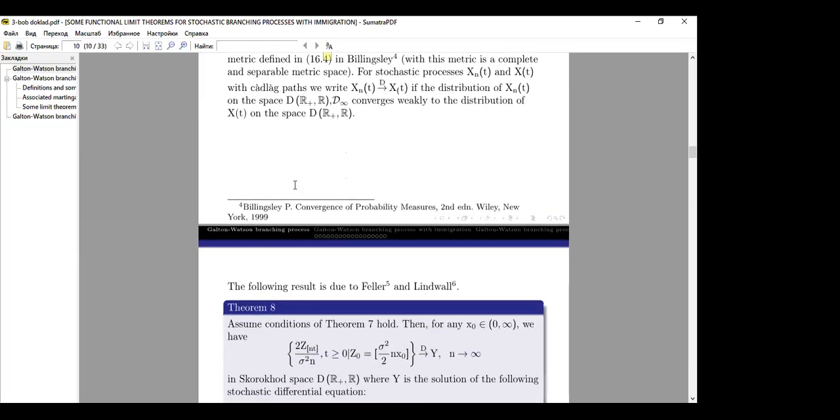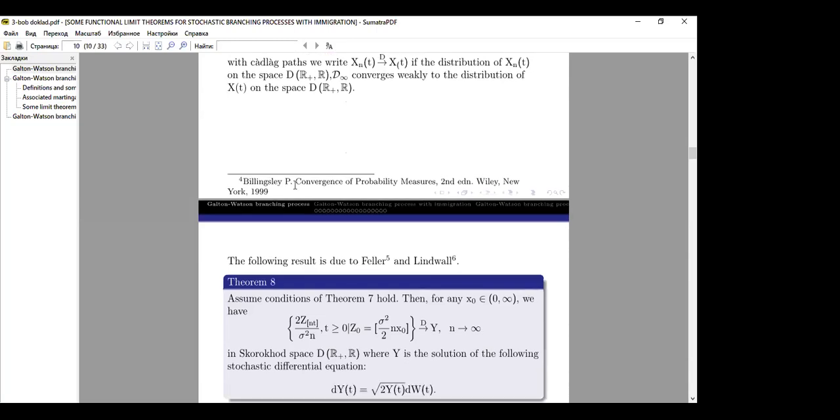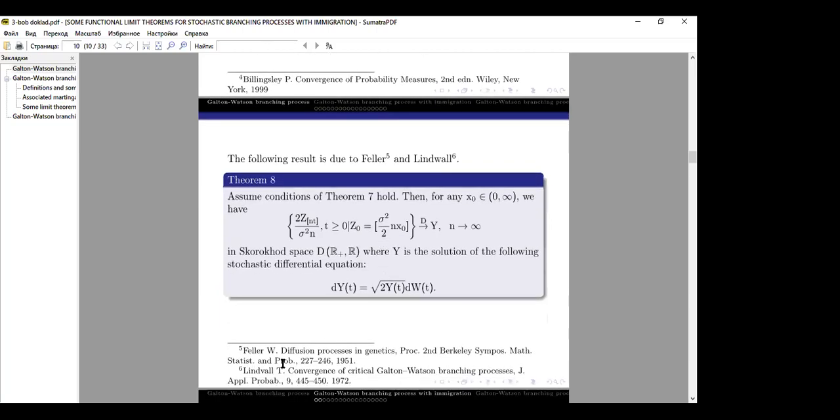They assume that all conditions of the theorem hold. Then for any x we have this convergence. This convergence holds in Skorokhod space, where the limiting process is the solution of the following stochastic differential equation. Feller's result was announced in 1951, and Lindvall later, in 1972. Very interesting theorem. It says this: the limiting process is a non-negative diffusion process.